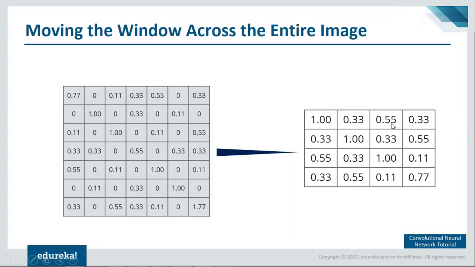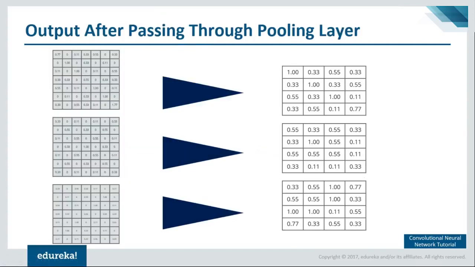This output we have got after moving our window throughout the image that we have got after passing through the ReLU layer, right? And when we repeat this process for all the 3 outputs that we have got after the ReLU layer, then we get this particular output after the pooling layer, right? So basically we have shrunk our image to a 4 cross 4 matrix. Now comes the tricky part. So what we are going to do now is stack up all these layers.